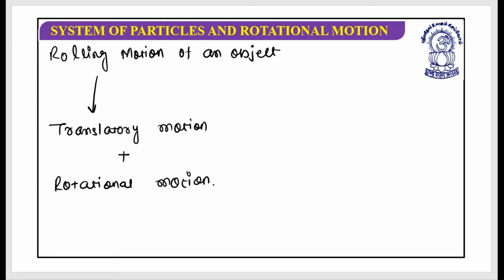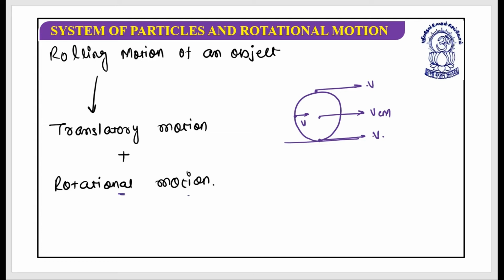I hope this is clear. So when I say translatory motion, let's suppose this is the horizontal surface, this is a wheel, and this wheel is moving in this direction, then all its particles are moving in this direction. Suppose something like this. Then this could be said to be the translatory motion of an object. Let's call it VCM, and all these particles are moving with the speed of v.